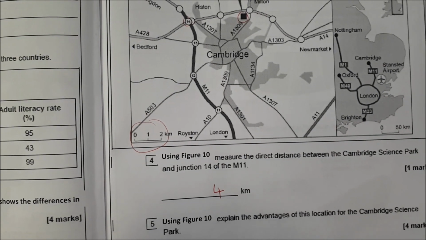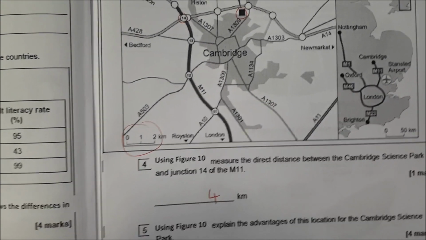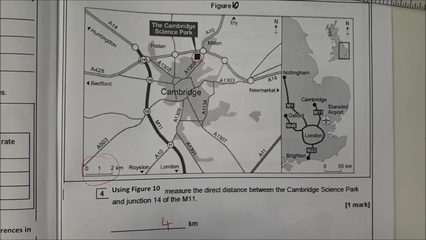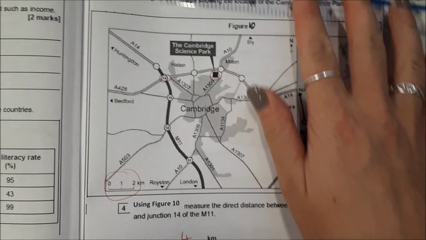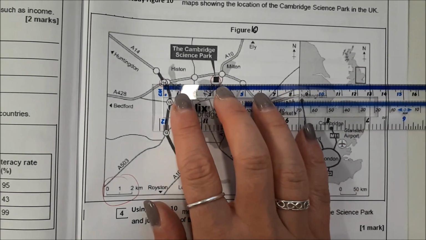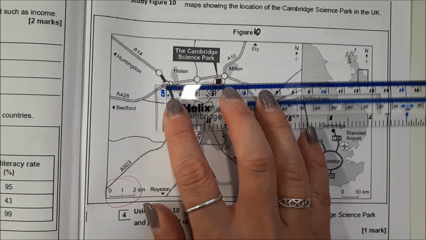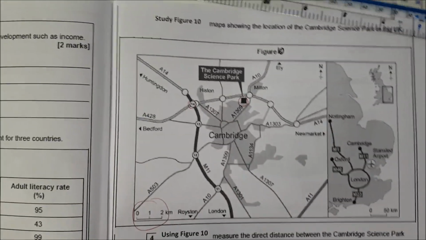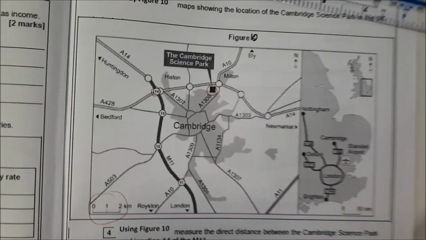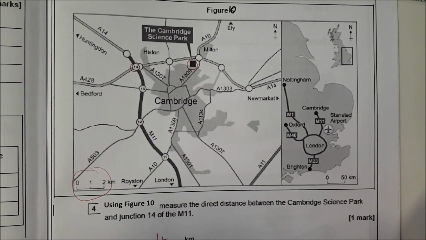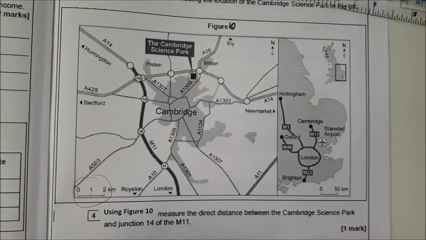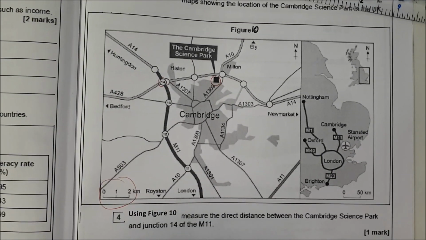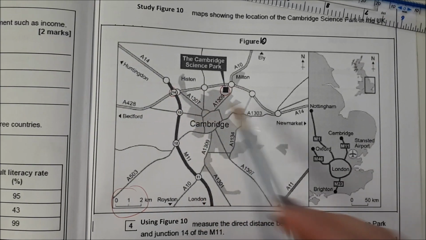Now, in the mark scheme, the correct answer is 4.6 kilometres. That would be very challenging to get that exact, working out whether it's in the middle and so on, points like that. In the mark scheme, they allow a mark for anywhere between 4 and 5 kilometres. So that's really good because it does give you a little bit of flexibility.